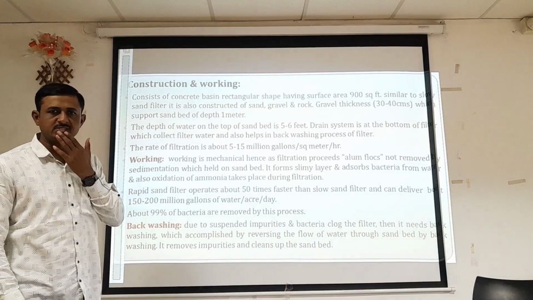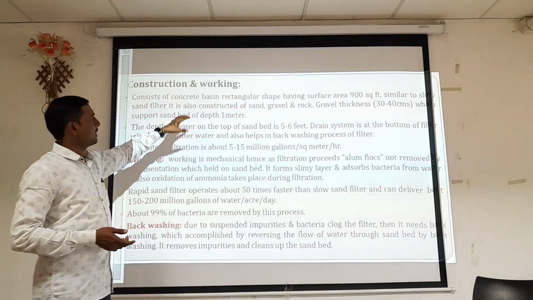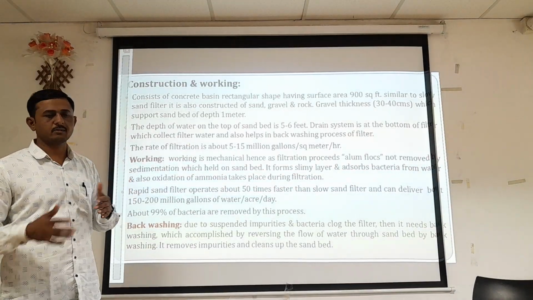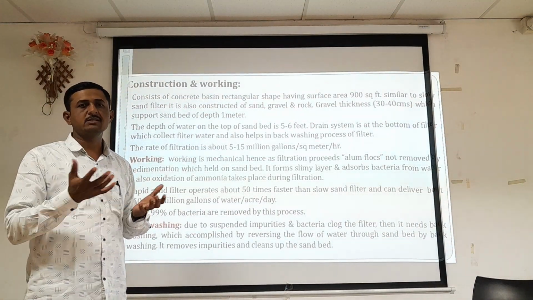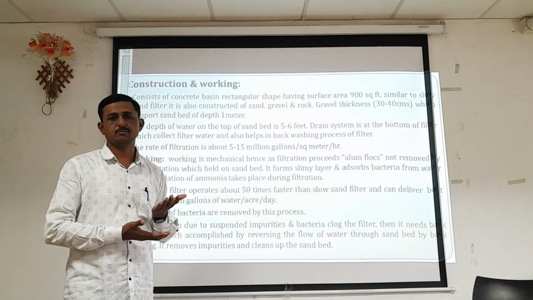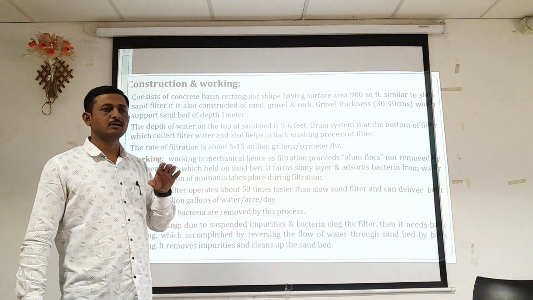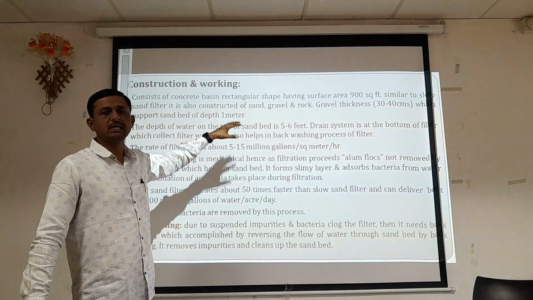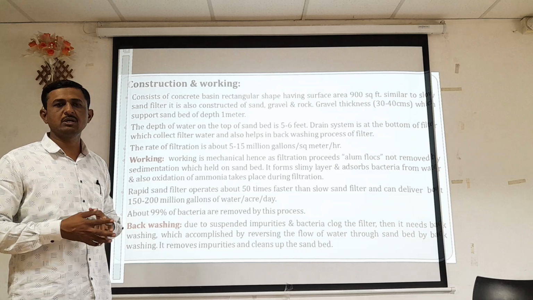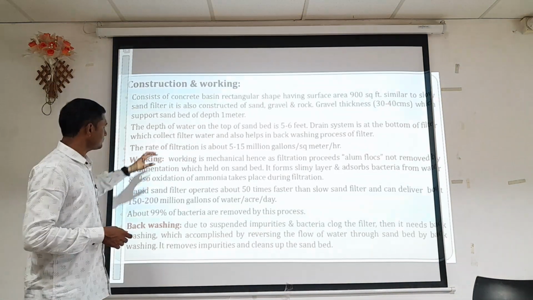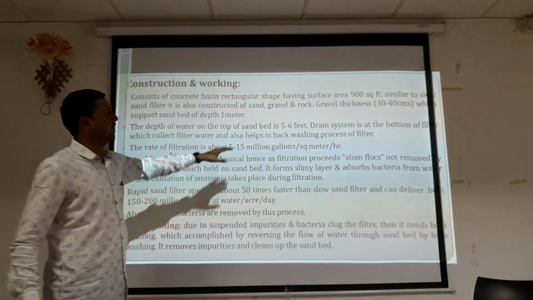The bed of the rapid sand filter is made from concrete. Walls are also made from concrete. Here, the sand, gravel and rock are properly organized from the bottom of the tank to the surface. As the large gravel has more pores, it is placed at the bottom. The small gravels are placed in the middle, and the fine sand particles are placed at the surface of the sand filter. This arrangement is similar to the slow sand filter we have already discussed. The depth of water on top of the sand bed is about 5 to 6 feet.